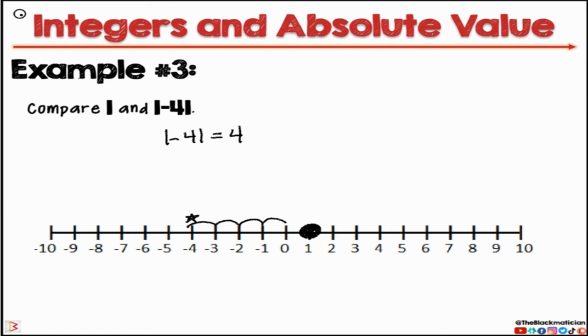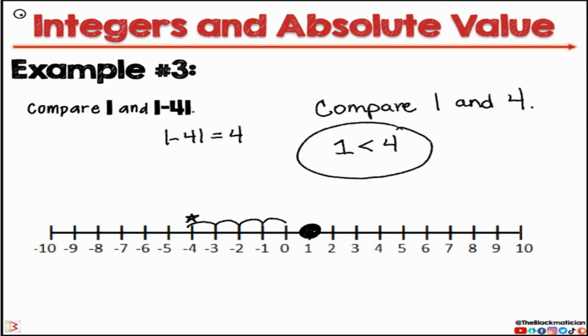And then the question says, can we compare them? What I'm going to do is I'm going to rewrite this question, because it means the same thing. And the question is, which one is bigger? Well, we know that 4 is bigger than 1, so 1 is going to be less than 4. And that's the answer that we're looking for. And that's everything you need to know about integers and absolute value.